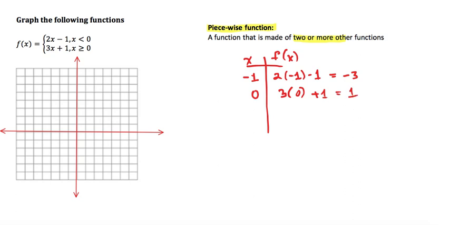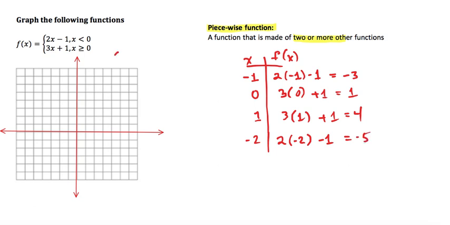And then right past 0, if I have 1 here, that's 3 times 1 plus 1, so that's equal to 4. And then let's go one more, maybe another negative number, negative 2. So I'm using the top line here. So this is going to be 2 times negative 2 minus 1, so that's going to be negative 5.